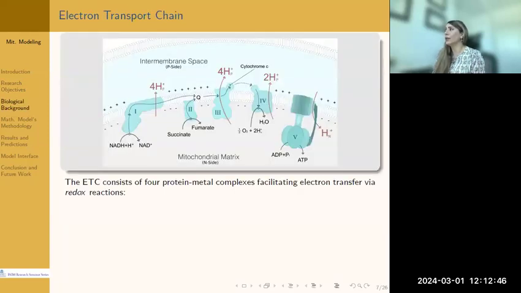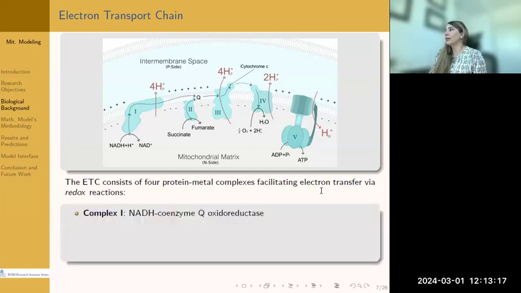So let's begin with some biological background, which provides us with the necessary information to model mitochondrial respiration. Focusing on the ETC, or electron transport chain, we understand that it comprises 4 protein metal complexes that facilitate electron transfer through redox reactions.